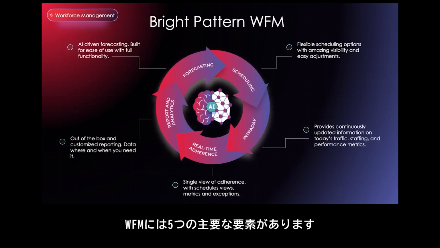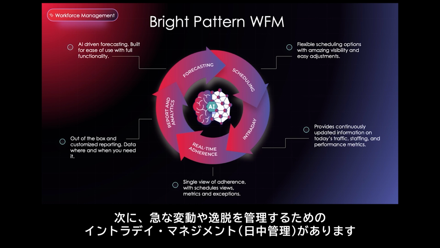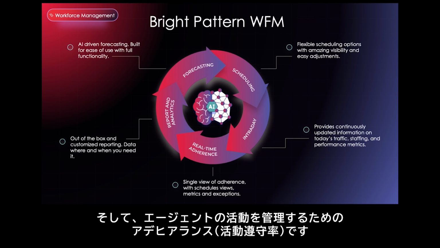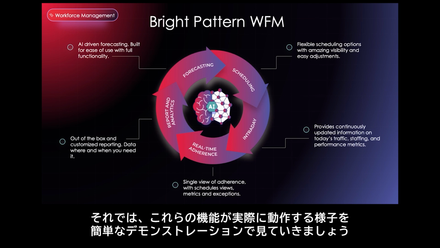There are 5 key elements within workforce management. Starting with forecasting and scheduling, this helps you build efficient and fair schedules. You also have intraday management to help manage spikes and deviations, and adherence to manage agent activities. Finally, you have extensive reporting and analytics capability to manage key metrics. We're now going to see these features in action in a brief demonstration.